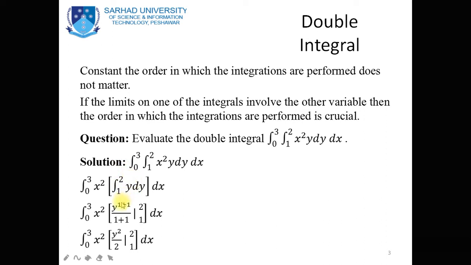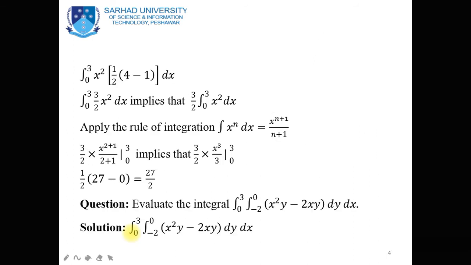So integration of y with respect to y is y power 1 plus 1 divided by 1 plus 1, and now putting the limit from 1 to 2, because for this variable the integration limit is given from 1 to 2. So y square divided by 2 with limits from 1 to 2. Now putting the upper limit y equals 2 and then the lower limit y equals 1: putting the upper limit and evaluating the result, minus putting the lower limit and evaluating the result. Now after simplification, we have the integration from 0 to 3 of 3 by 2 times x square.